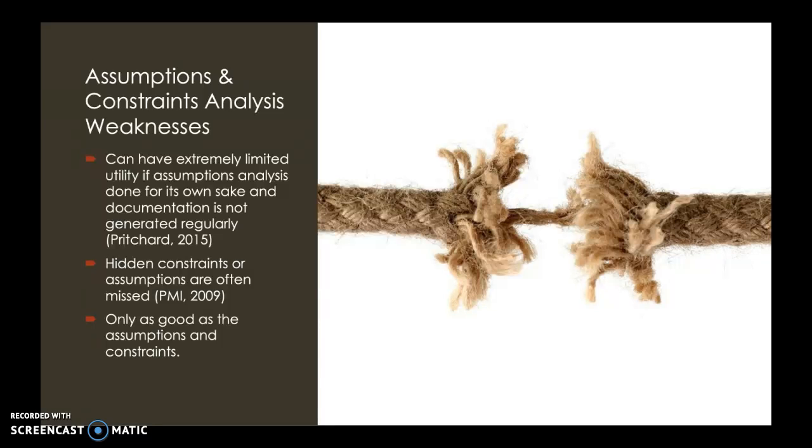Two, hidden constraints or assumptions are often missed. If assumptions or constraints are not made explicit, they can't be tested. So any hidden assumptions that haven't been considered, or constraints that haven't been considered, are not going to be adequately tested or validated by this tool, and therefore won't provide value for generating risk. And thirdly, and related to the second one really, the tool or this process is only as good as the assumptions and constraints. In other words, if your assumptions and constraints are inaccurate, poorly worded, ambiguous, hard to understand, then the process of validating them is not going to be effective and you won't generate effective risks using this tool.